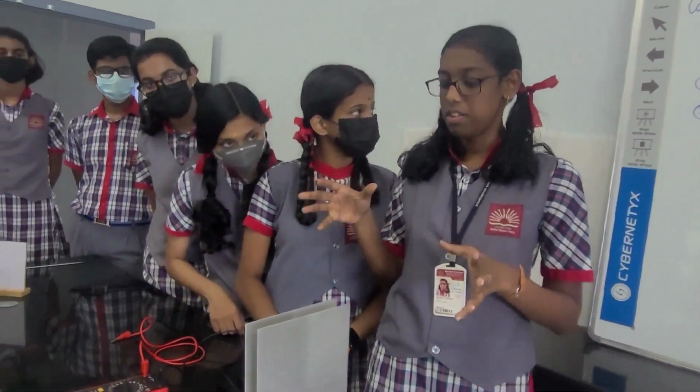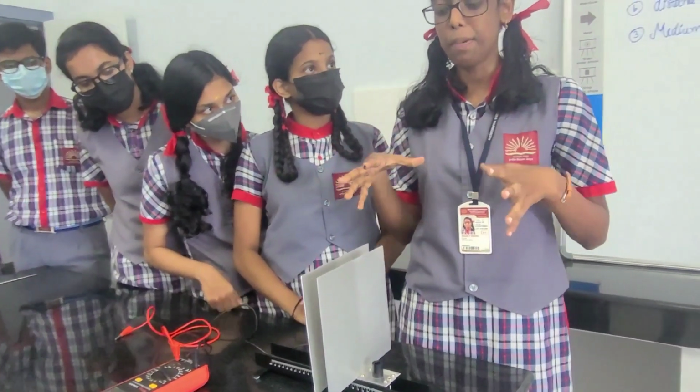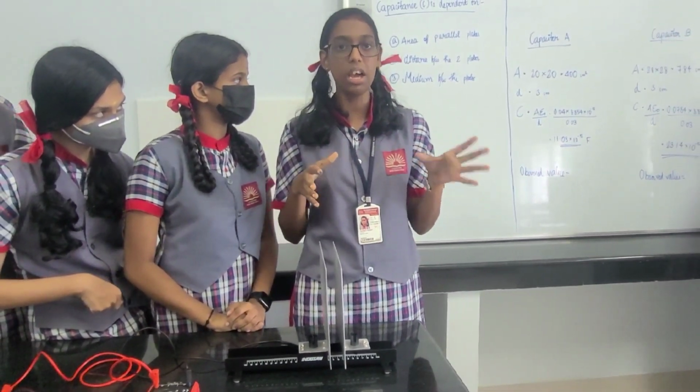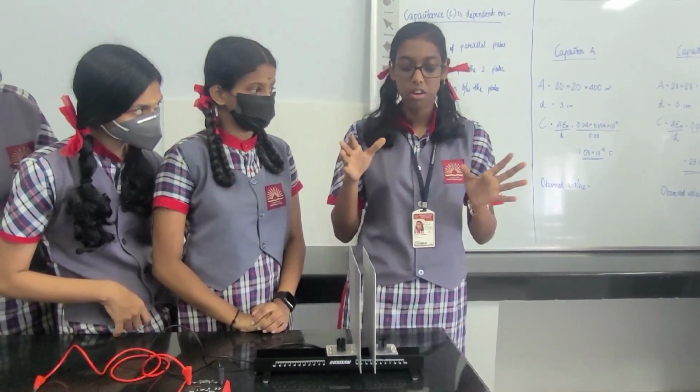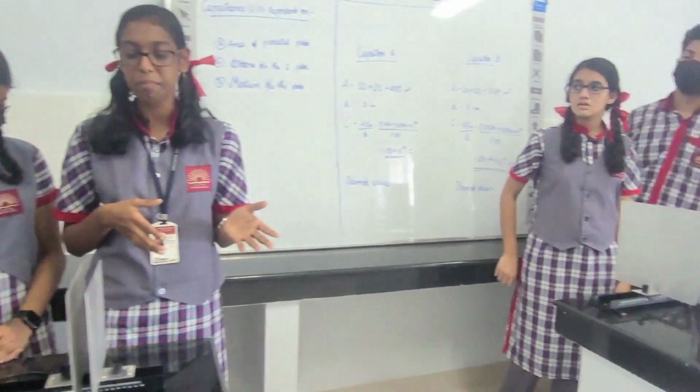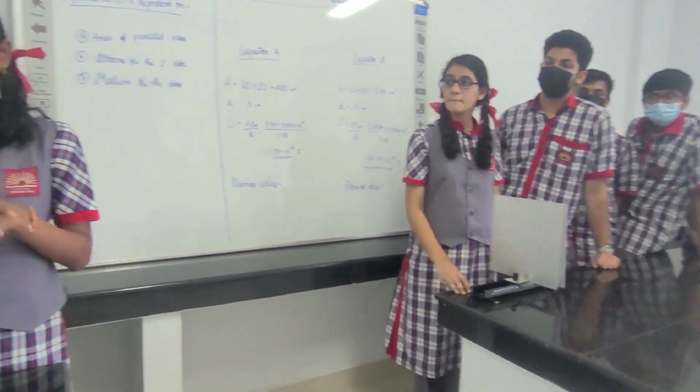First of all, we are going to check what happens to the capacitance of a parallel capacitor when we change the area, keeping all other factors constant. For that we have considered two capacitors, capacitor A and capacitor B. Now let us look at capacitor A.